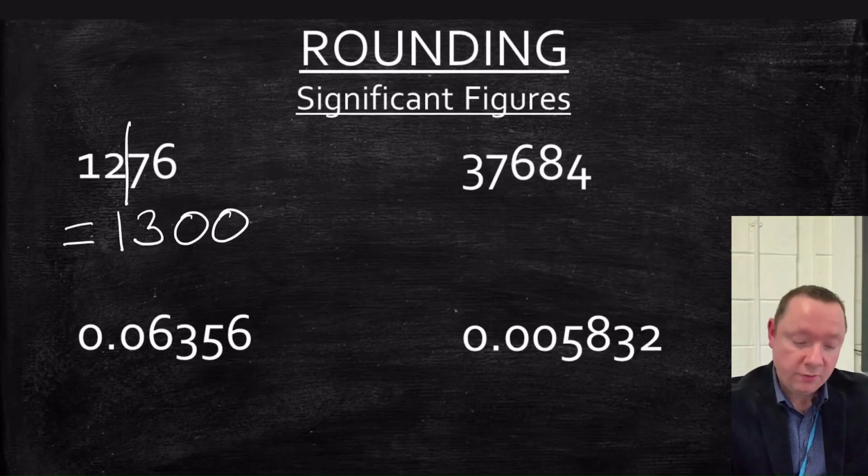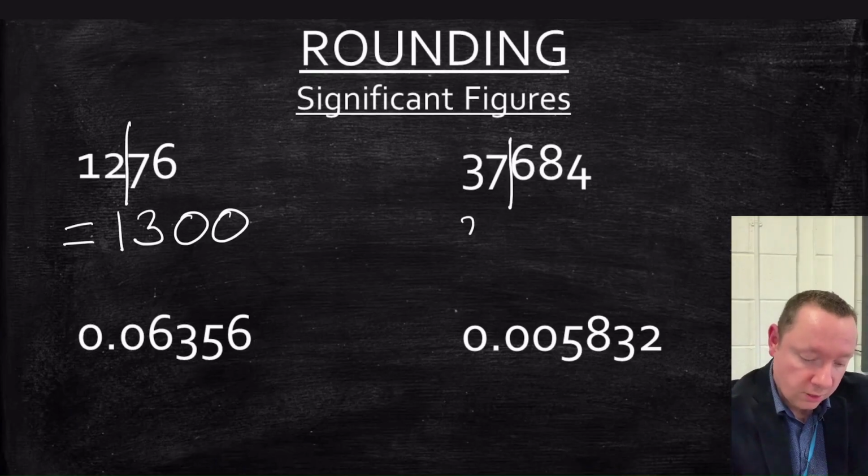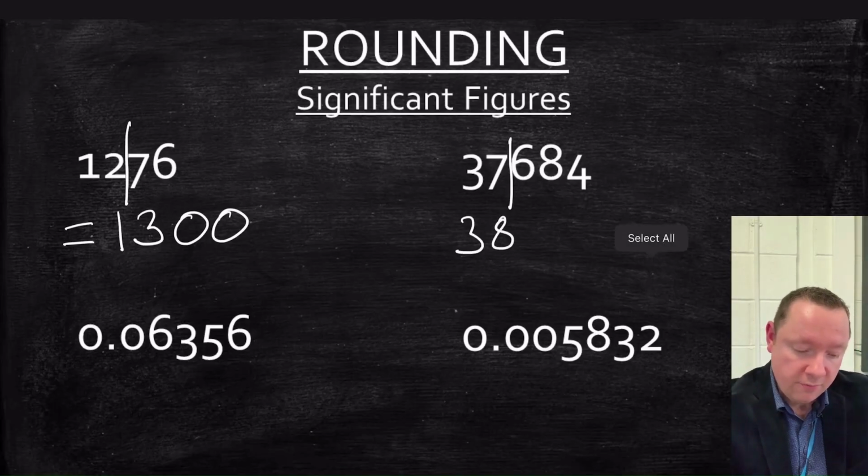37,684 to 2 significant figures. So I'm cutting here. So I've got 3. 7 becomes 8 because the 6 tells me to round up. And then I need 1,000 because it's 37,000.